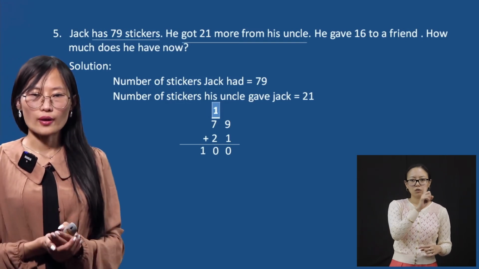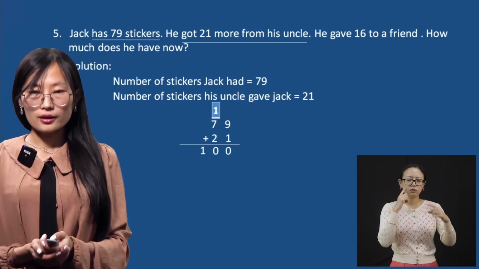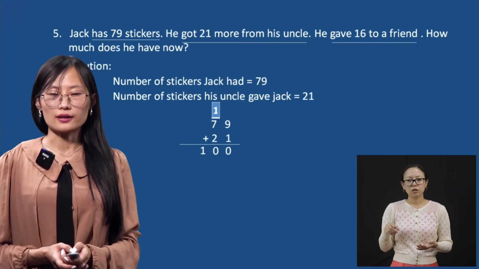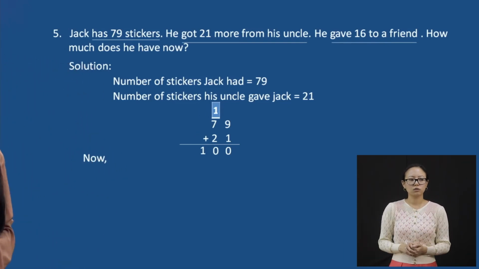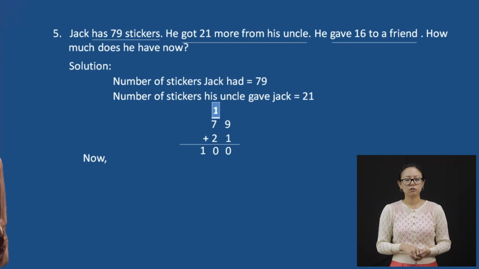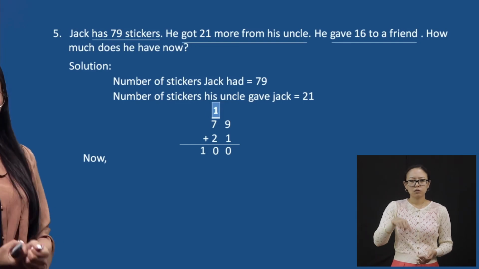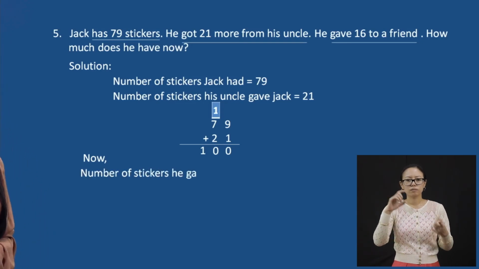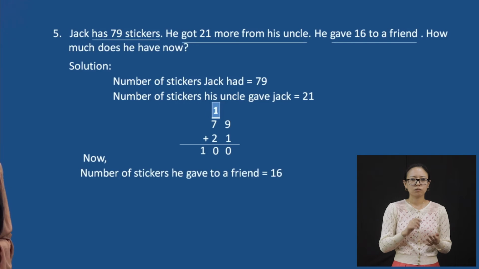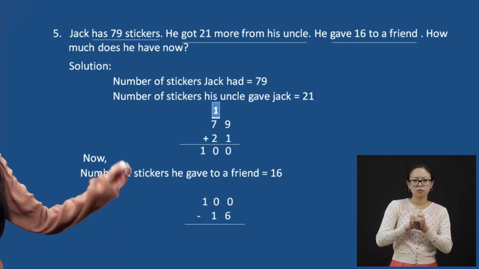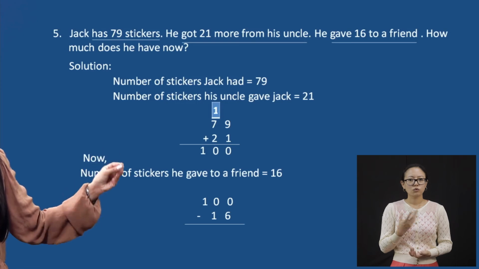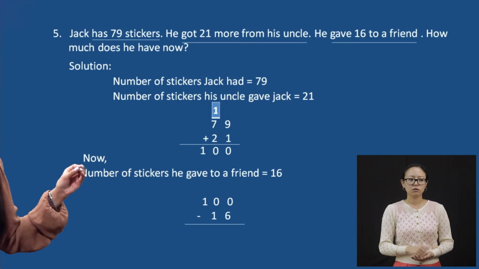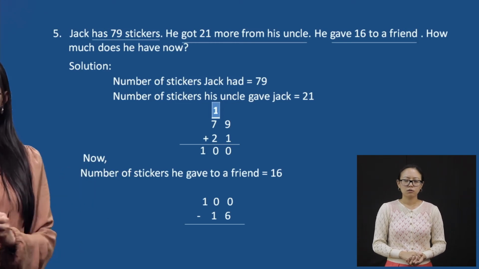But from this 100, he gave 16 to a friend. So how much did he have left now? In order to find out how much he has now, from this 100 we will subtract 16. So the number of stickers he gave to a friend is 16. Now 100 altogether, the stickers he had plus the 21 the uncle gave him. Now 100 minus 16, which he gave to a friend.